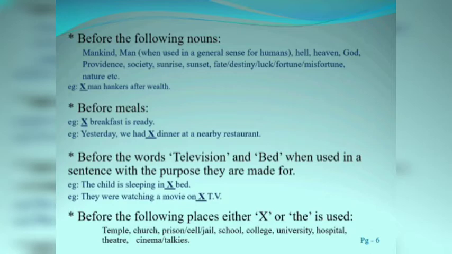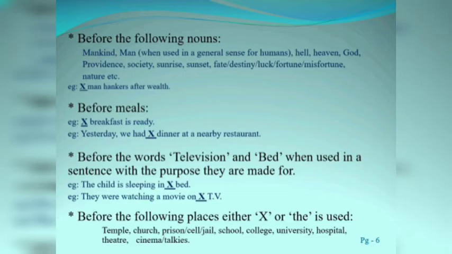Next rule, before meals like breakfast, lunch, dinner and supper, we don't use any article. For example, dash breakfast is ready. Here the word breakfast is a meal, therefore no article. Next sentence, yesterday we had dash dinner at a nearby restaurant. Here the word dinner is a meal, therefore no article.